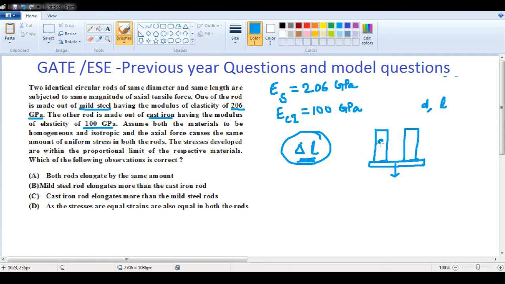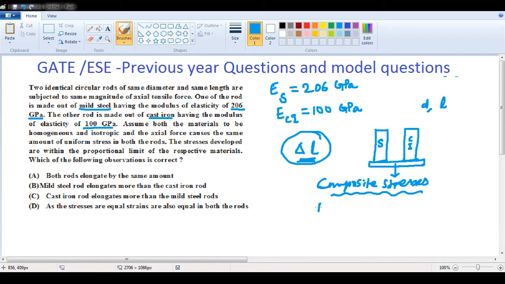So this is a steel and this is cast iron. Assume both the materials to be homogeneous and isotropic, and the axial force causes the same amount of uniform stress in both the rods. So it is very clear, it is telling that uniform stress. So it will create uniform stress when it is in a composite. So this is from which topic? From the topic of composite stress, or composite stresses in bars.